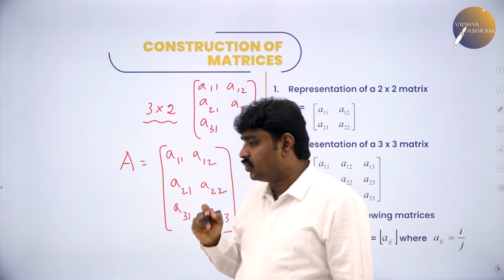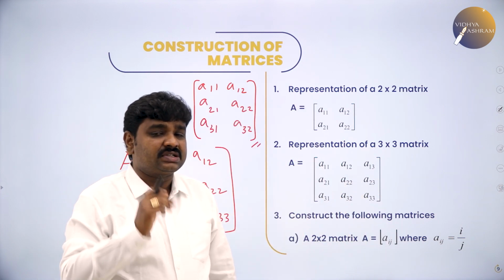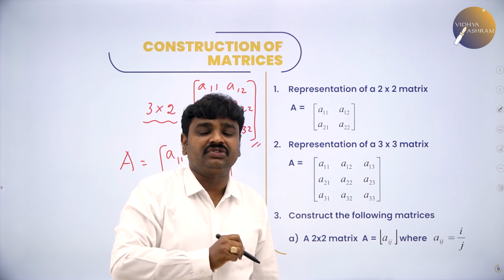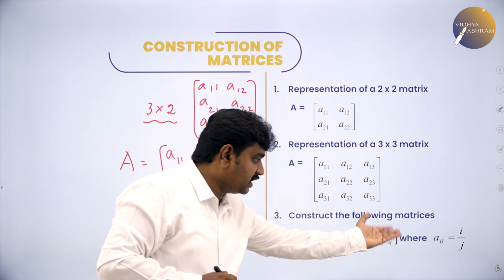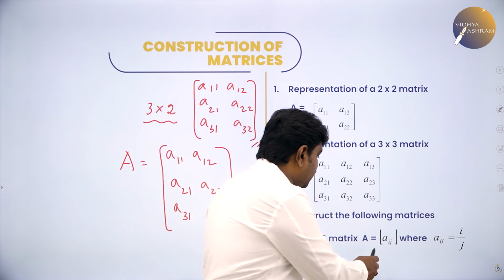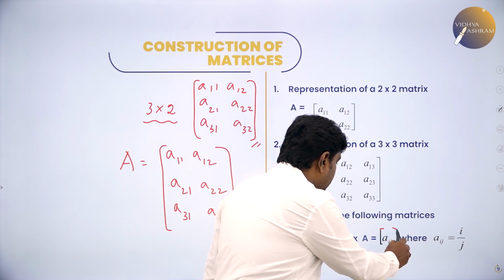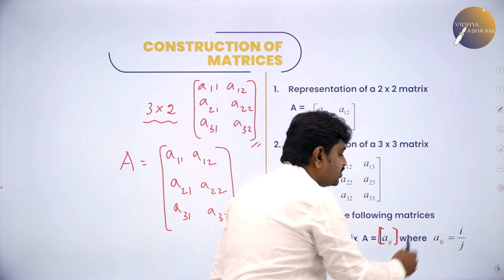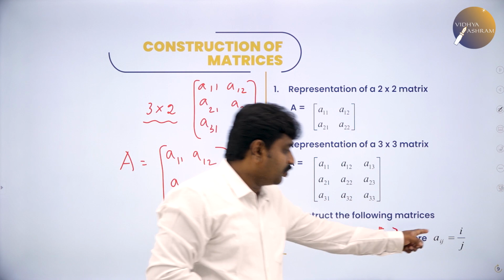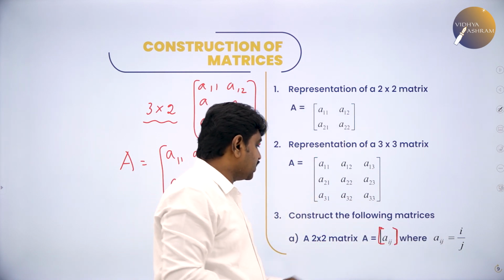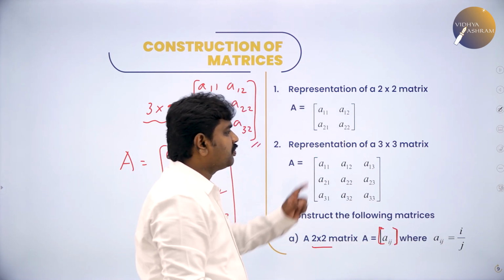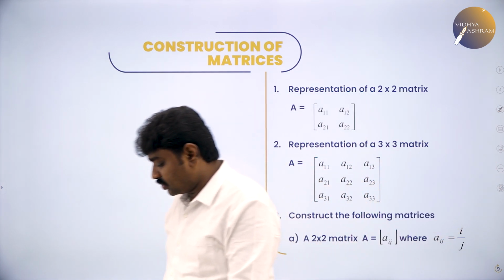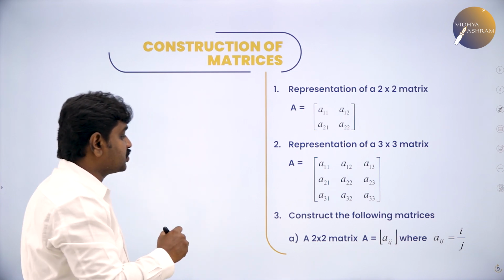Now they'll give the formula. It is simple. In English, how you answer passage questions, like that these questions also, they'll give the formula to write the value. So they gave capital A is equal to Aij in a matrix where Aij is equal to i by j. Elements should obey this formula. So now they want you to construct a 2 cross 2 matrix.